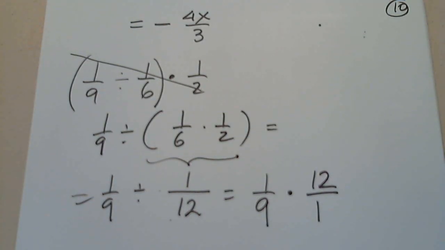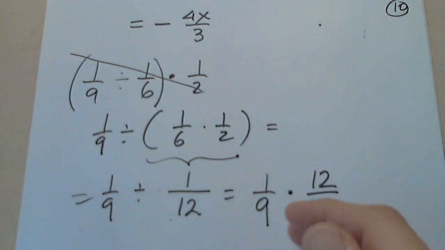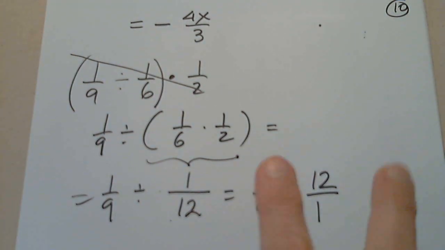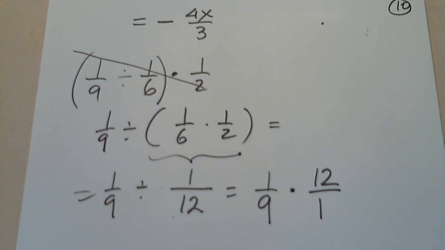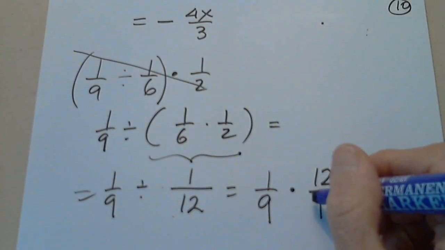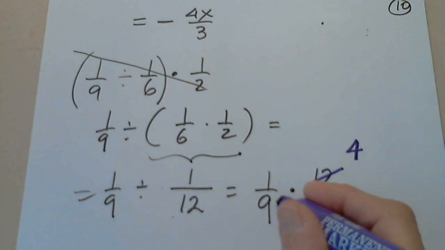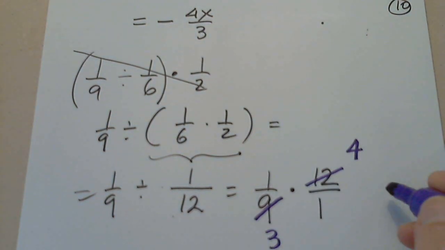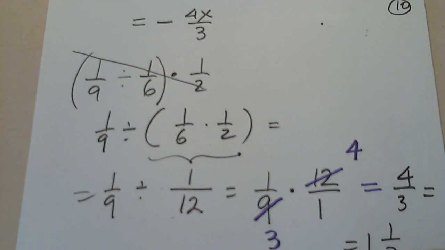Do not multiply before you simplify. Only a factor from the top with a factor from the bottom. Never simplify numerators, never simplify denominators by themselves. Only a factor from the top with a corresponding factor from the denominator. 12 divided by 3 is 4. 9 divided by 3 is 3. What is the final simplified form? It's 4/3, or if you want to change it into a mixed number, 1 1/3.